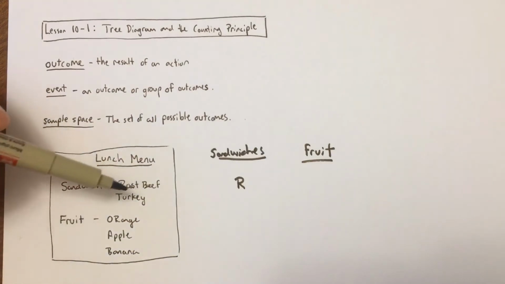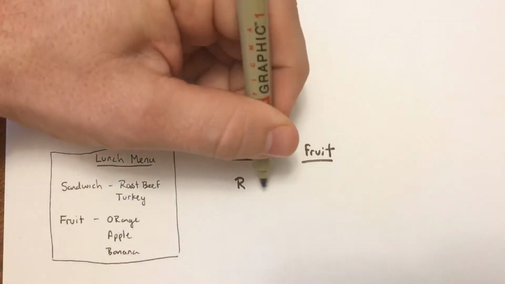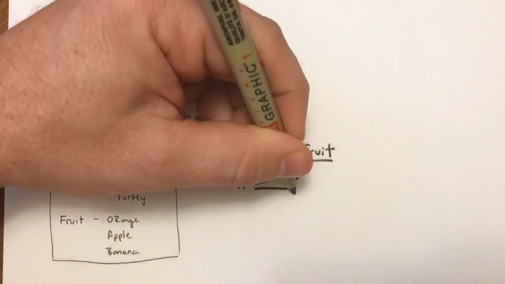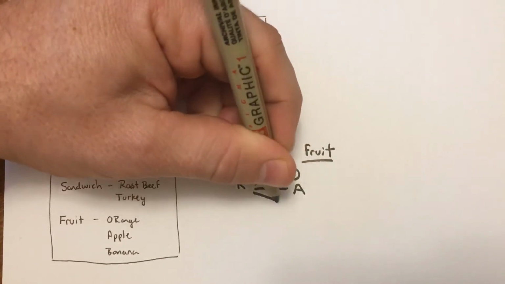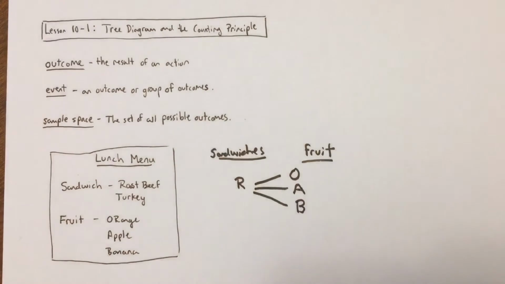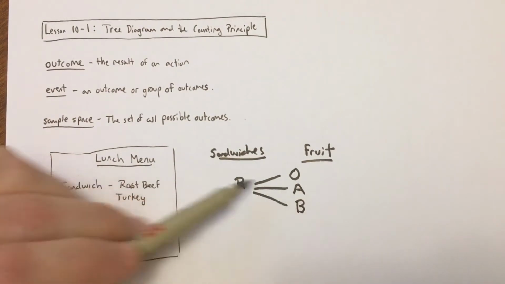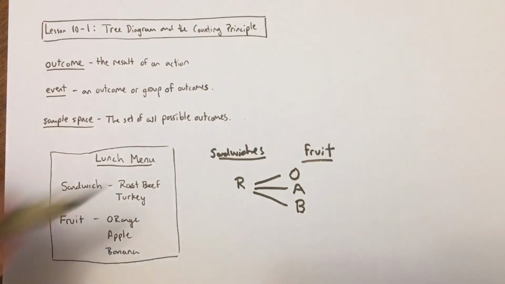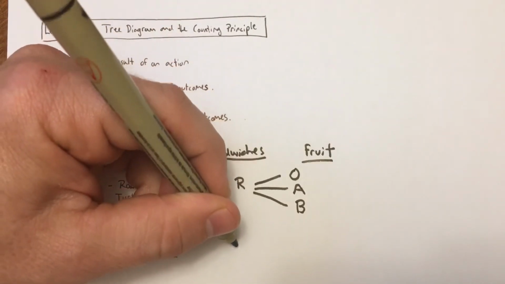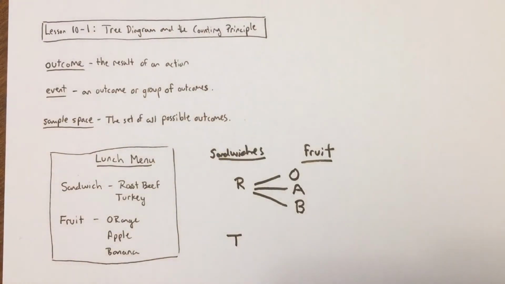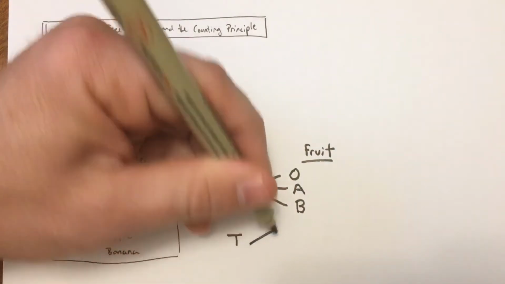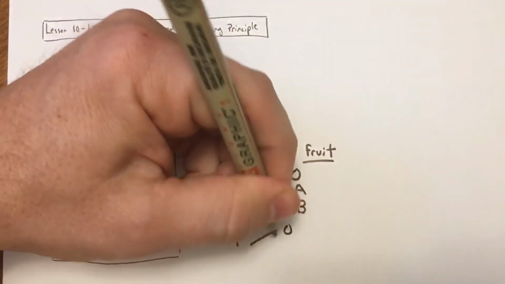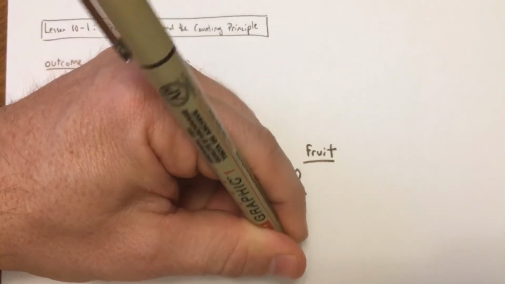So let's suppose for our sandwich we pick roast beef. Now with the roast beef, we've got three different fruits that we can group that with. So we can group a roast beef with an orange, or a roast beef with an apple, or roast beef with a banana. So we've got three different ways that we could pair those options with each other. Or, let's suppose we didn't want a roast beef sandwich. Let's suppose we wanted a turkey sandwich. Well, with the turkey sandwich, again, we've got the same grouping options with the choices of fruit. We can group a turkey sandwich with an orange, or an apple, or a banana.